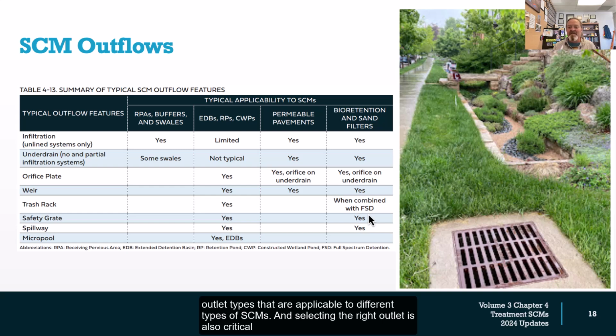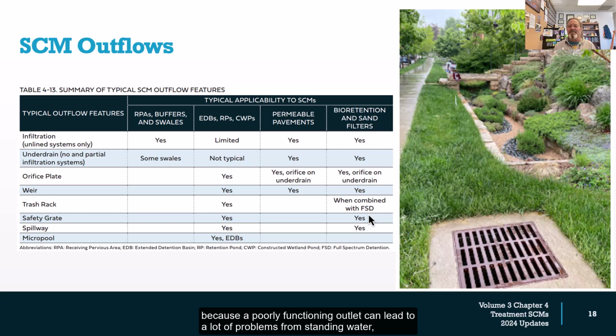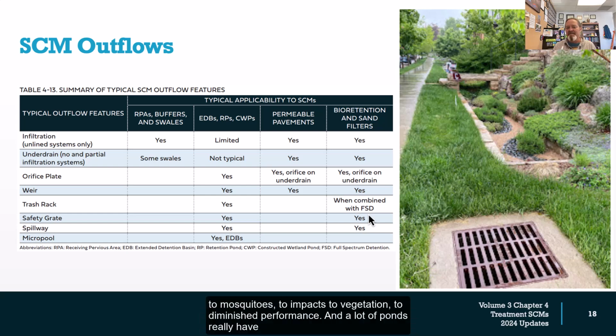Selecting the right type of outlet is also critical because a poorly functioning outlet can lead to a lot of problems, from standing water to mosquitoes to impacts to vegetation to diminished performance. And a lot of ponds really have problems because of small orifices that have to be protected with well screen.